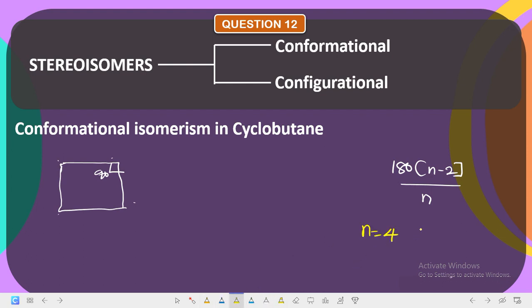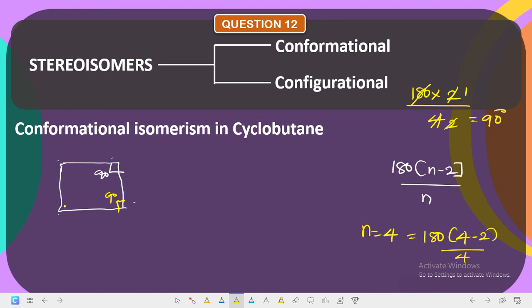4. Now if N is equal to 4, this will now be 180 bracket 4 minus 2 divided by 4. Let me put it up here: 180 times 4 minus 2 is 2, divided by 4. 2 going to here 1, 2 going to here 2, 2 going to 180 is 90 degrees. So it means that each of these angles here is 90 degrees.